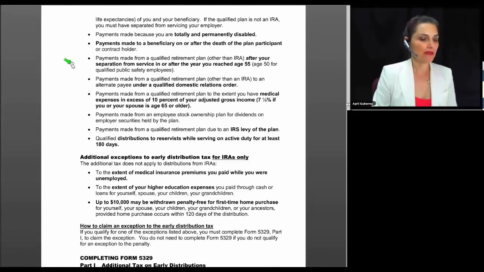Payments made from a qualified retirement plan other than an IRA after your separation from service in or after the year you reach age 55. But if you are a public safety employee, like a police officer, you only have to be age 50.